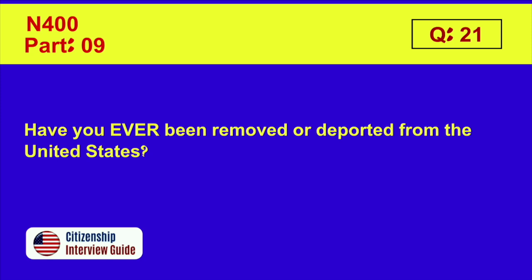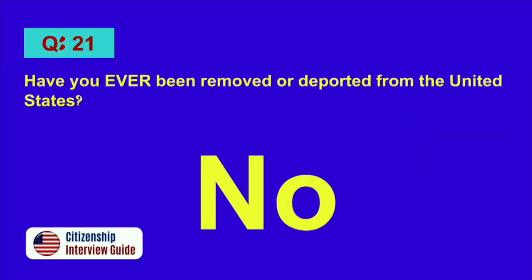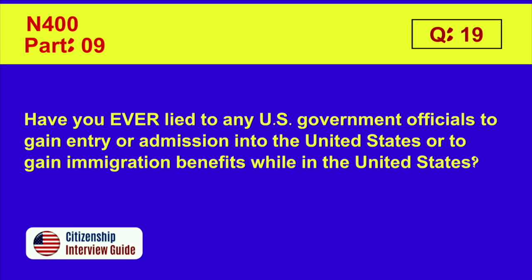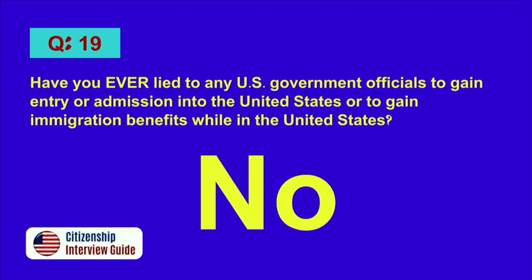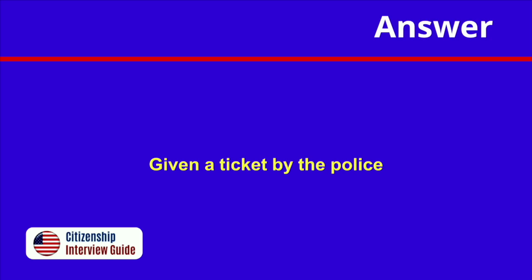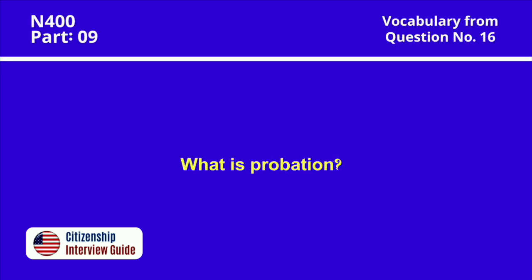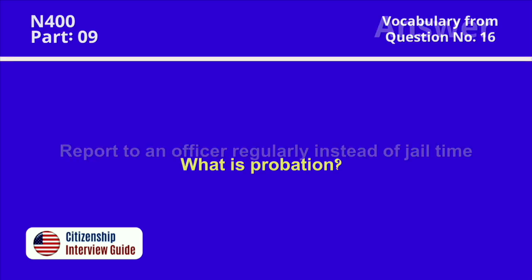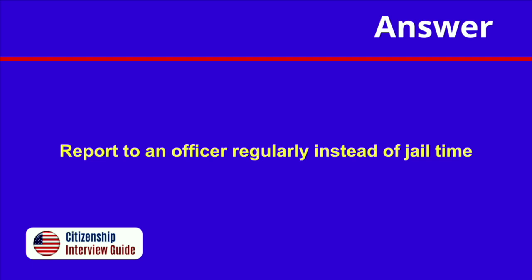Have you ever been removed or deported from the United States? No. Have you ever lied to any U.S. government officials to gain entry or admission into the United States or to gain immigration benefits while in the United States? No. Define cited. Given a ticket by the police. What is probation? Report to an officer regularly, instead of jail time.